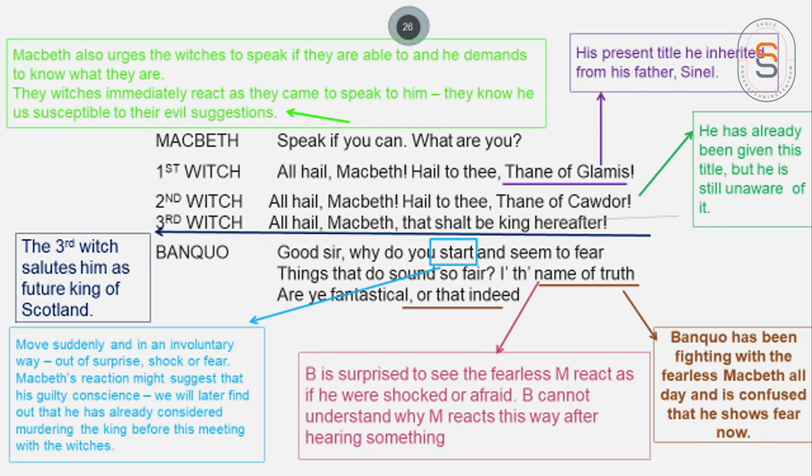And then the second one, "All hail Macbeth, hail to thee, Thane of Cawdor." He has already been given this title, but is still unaware of it. And in the third, "All hail Macbeth, that shall be king hereafter." She salutes him as the future king of Scotland.